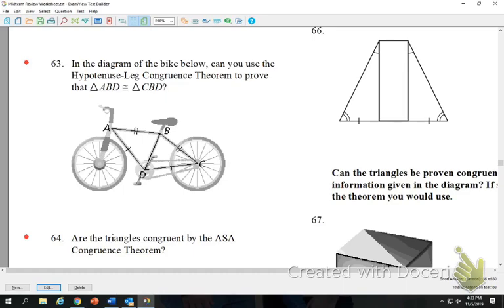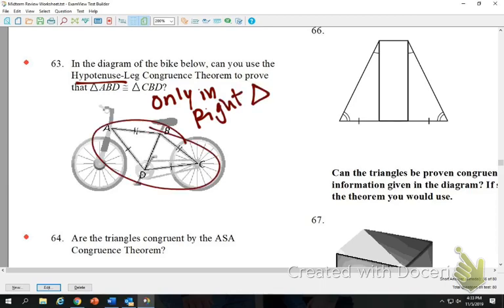63. In the diagram below, can you use the hypotenuse leg theorem to prove that triangle ABD is congruent to CBD? Hypotenuse leg can only be used in a right triangle. Neither of these are right triangles, so this would be a no, once again.